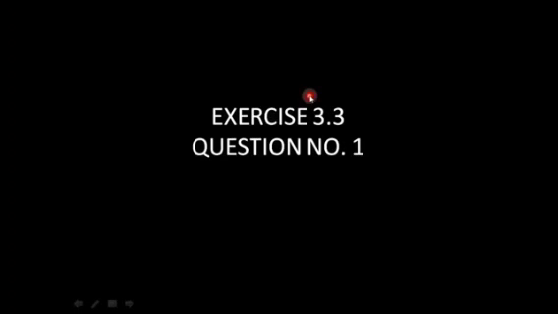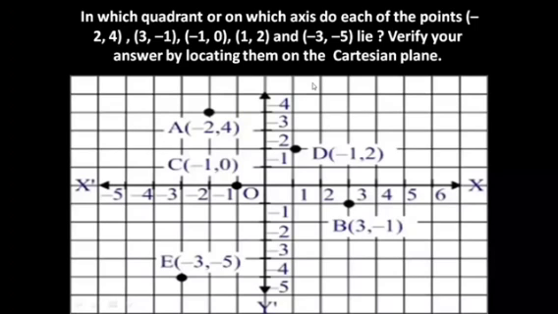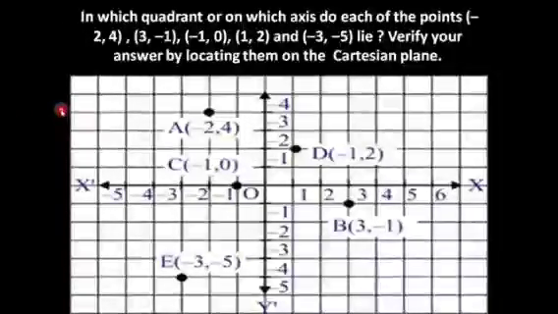Let us get into the next exercise. Exercise 3.3. There are 2 questions in total. Let us look into question number 1. The question is, in which quadrant or on which axis do each of the points (-2, 4), (3, -1), (-1, 0), (1, 2), and (-3, -5) lie? So we have to find in which quadrant or on which axis do these points with the given coordinates lie, and then verify the same.